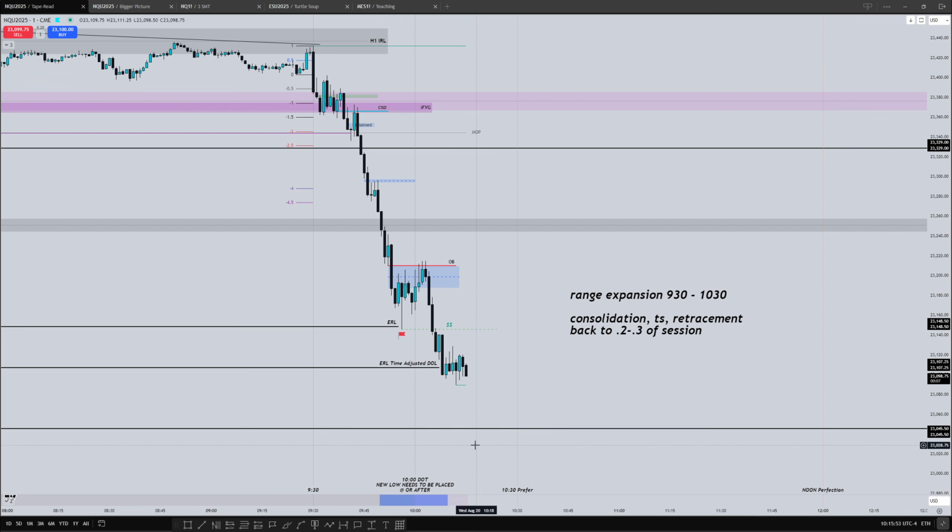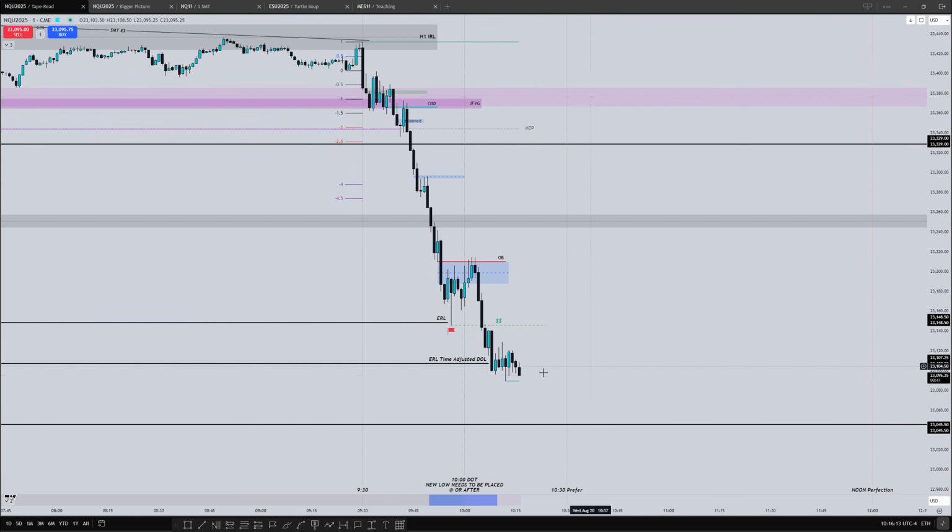So if you see this larger range expansion, typically around 10:30 of this consolidation, it sweeps the low, turtle soup, and you come back up into the range coming into 10:30, either into TGIF of the session, or if it wants to really offer a re-entry opportunity for the PM session, it'll come back into premium. But typically you just look for TGIF of the session. So I'm expecting that coming into the rest of it.